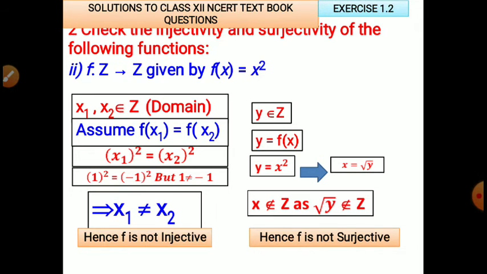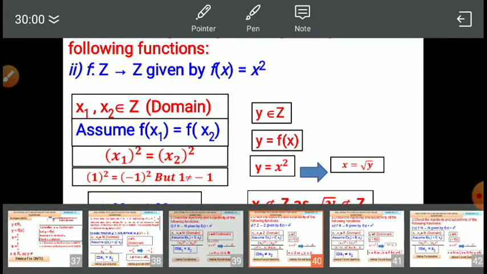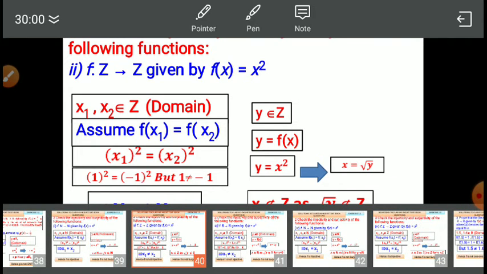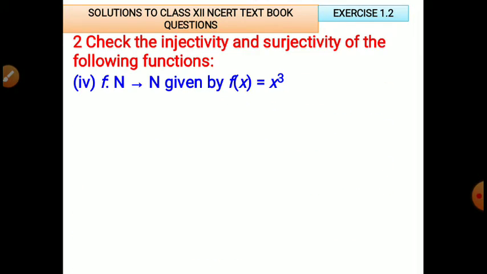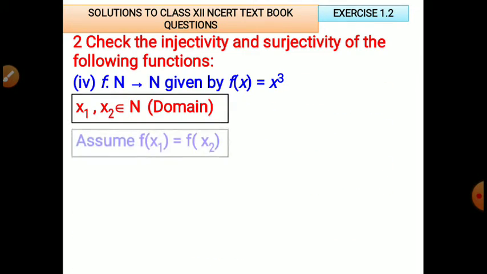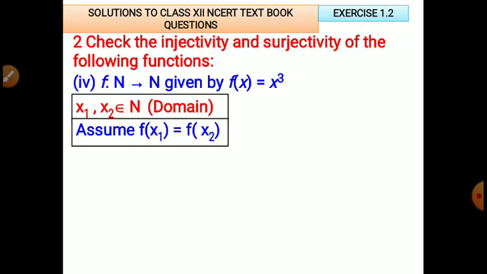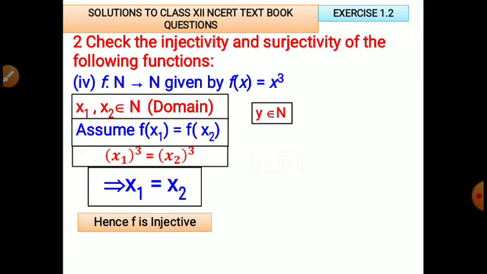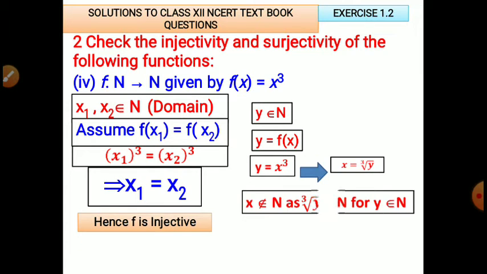So like this you can go and solve the problems clearly. Third problem you can do it. Fourth problem, f of x equal to x cube is given to you. Let us take this problem here, f of x is equal to x cube. If x1, x2 belong to the natural numbers, let us assume that f of x1 equals f of x2, and x1 cube is equal to x2 cube. As both are natural numbers, x1 is equal to x2. So do remember that, and therefore it is injective, and it will not be surjective.